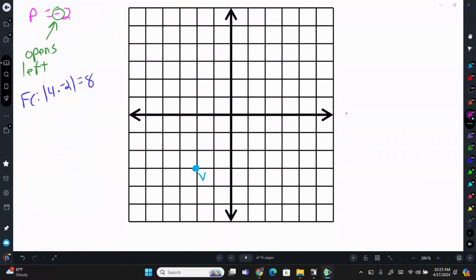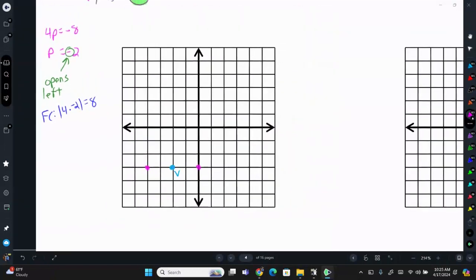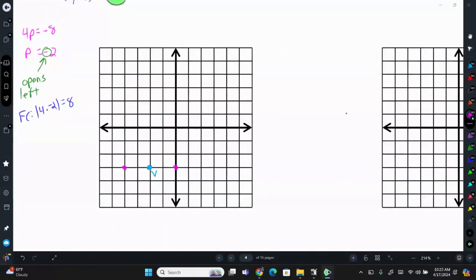So now our focus is going to be 2 units to the left, and our directrix will be 2 units to the right because our p-value is 2. So this would be our directrix.